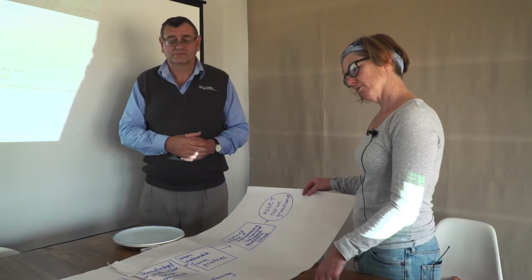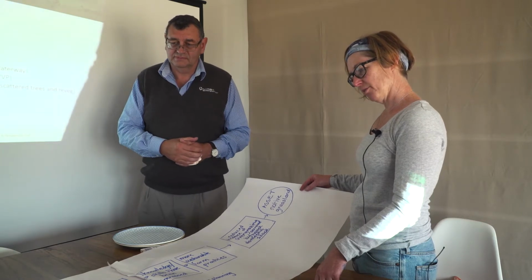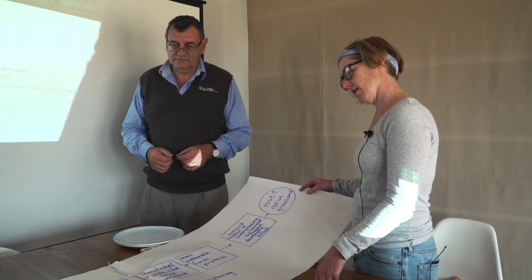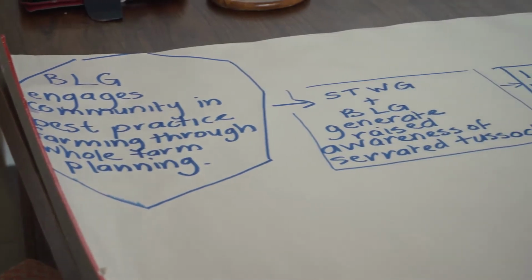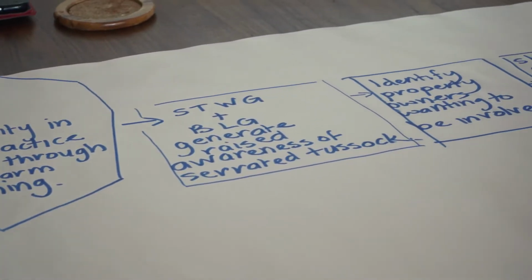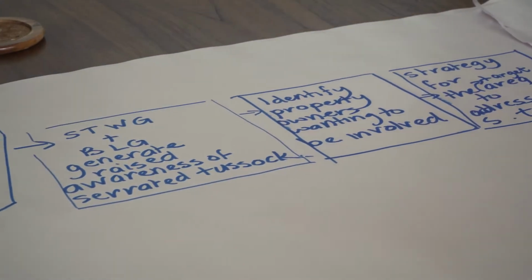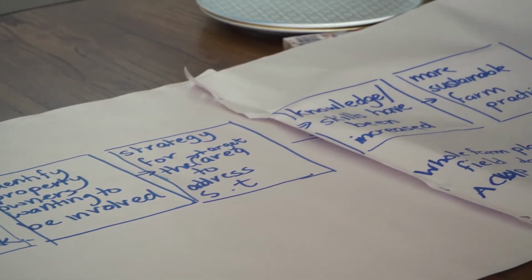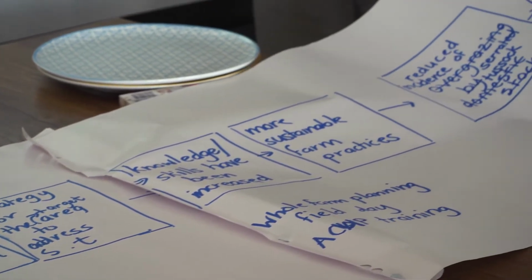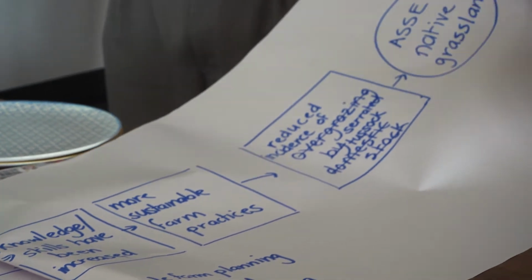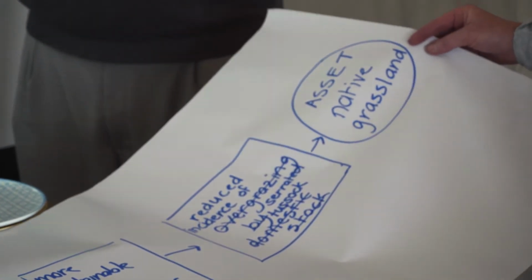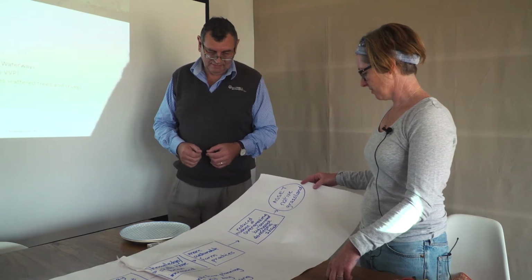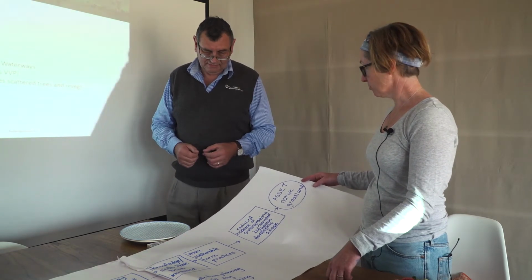So the Serrated Tussock Working Group and Balloongarook Landcare Group generate raised awareness of serrated tussock, and if they do this, we identify property owners wanting to be involved. If we do this, there will be a strategy for the target area to address serrated tussock. If we do this, there will be knowledge and skills that have been increased, and if that happens, there will be more sustainable farming practices, and if this happens, we will reduce the incidence of serrated tussock, and if this happens, our asset of native grassland will be protected.